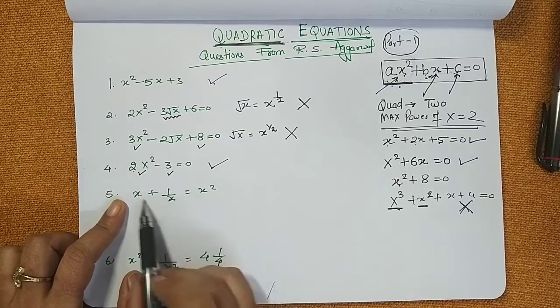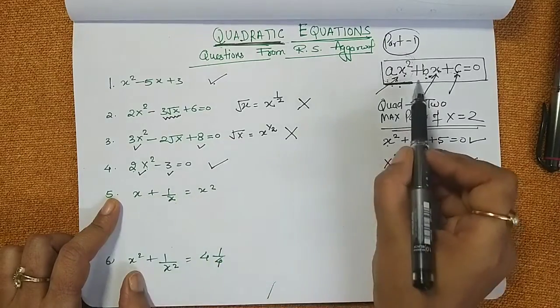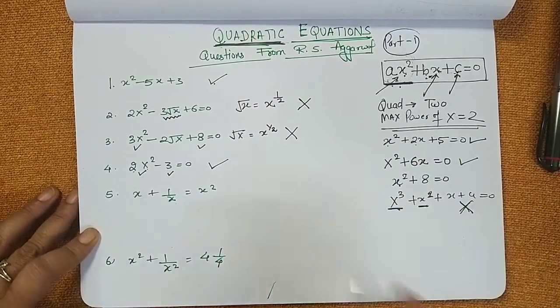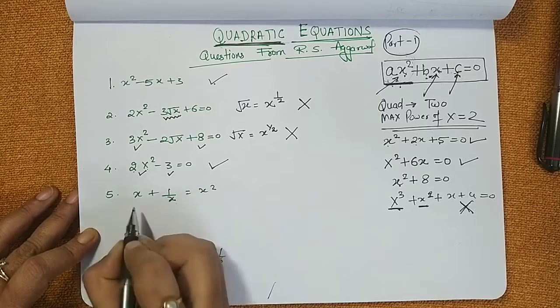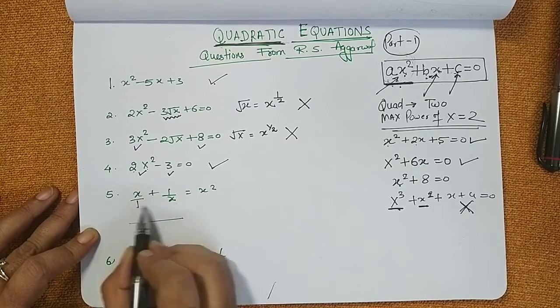Okay. Now let's take this equation. This equation is directly not in this form. So I will solve it a little bit to bring it in this form. So how can we solve it? Can I put in 1 here and take LCM?